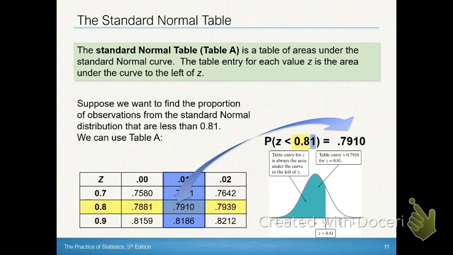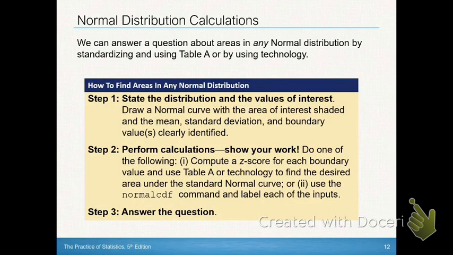So the percentage of z values that are less than 0.81 is 0.7910, or 79.1%. In a moment, we'll do an example.